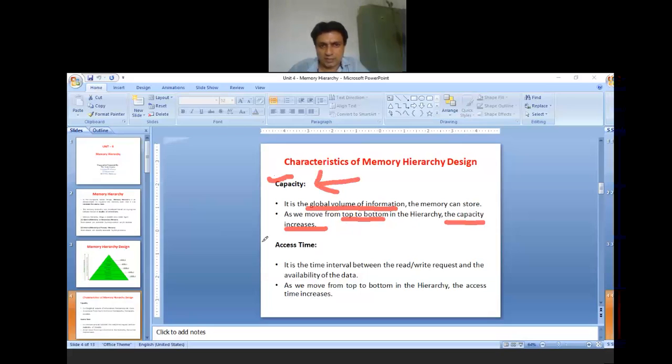Now the second characteristic is access time. It is the time interval between the read write request and the availability of data. So this is the definition of access time. As we move from top to bottom in the hierarchy, the access time increases. So the smallest access time is required by the register, and in the same way, the largest access time is required by the magnetic tape. So these are the two important characteristics: capacity and access time. Now moving to the next slide.